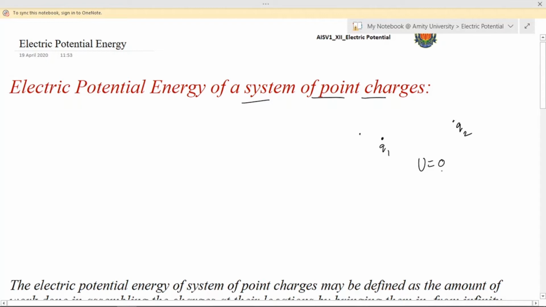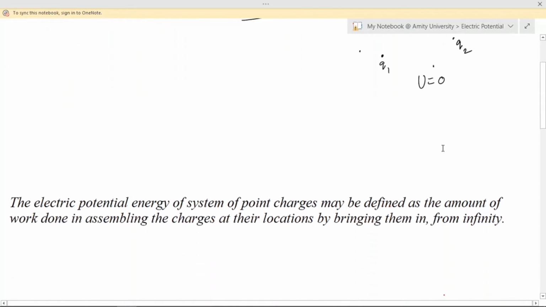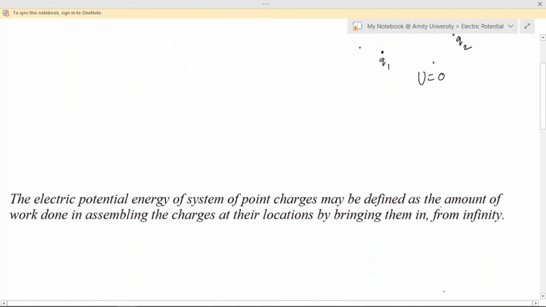The reason is that in that case, no work is done to bring them to their locations, since they are infinitely apart. But if there is some finite distance, or if they are close to each other, in that case, work has to be done against the force of repulsion. And that work done is stored in the system in the form of its electric potential energy. So we can define the electric potential energy of a system of point charges as the amount of work done in assembling the charges at their locations by bringing them in from infinity.